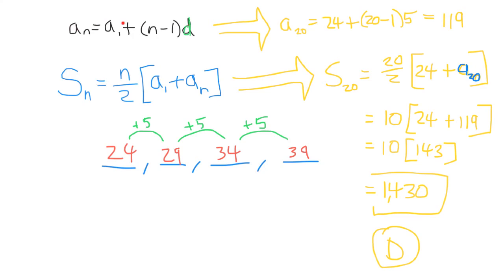I would definitely familiarize myself with both of these. Remember, this has to do with just the sequence, which means the list of numbers. This one has to do with what happens when you sum all of those numbers, when you add them all together. That's this one.